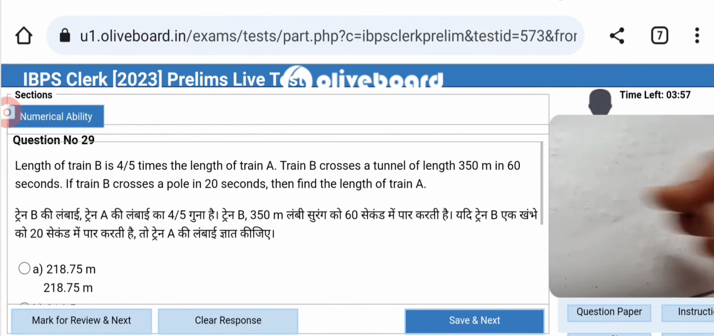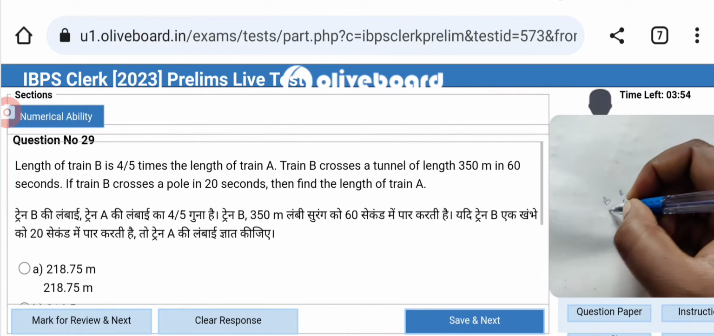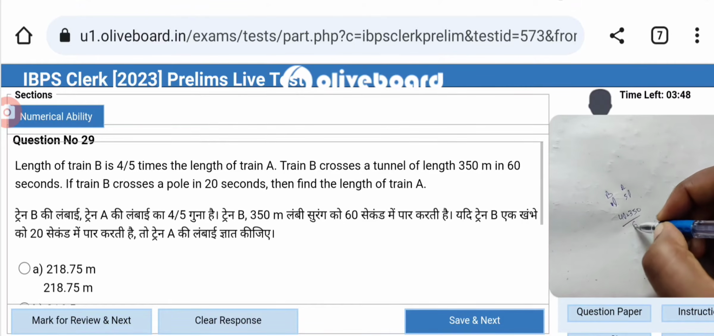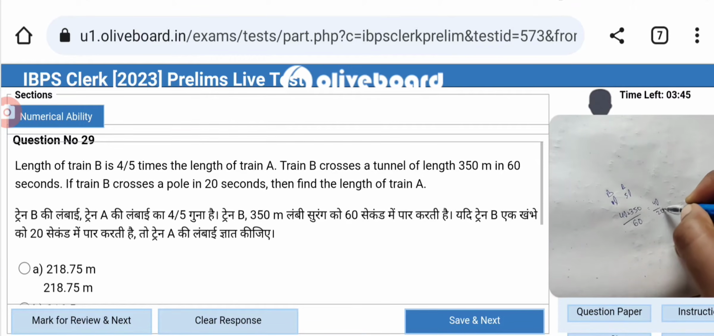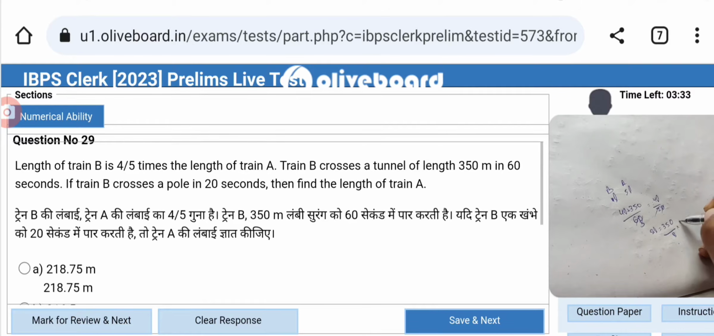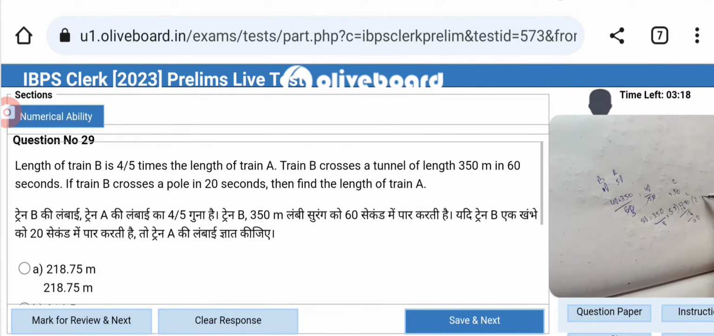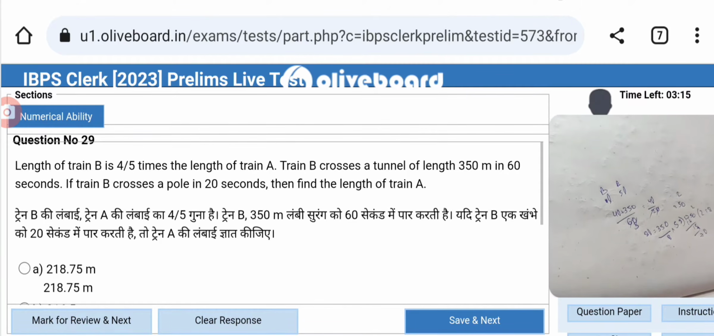Next one. Length of the triangle B is 5L, 4L. B crosses, that is 4L plus 10 and 350 by 60. 4L by 20. 12L. 12 is 350 by 8. It is 5. So 0 by 8 to 16. 8 218.